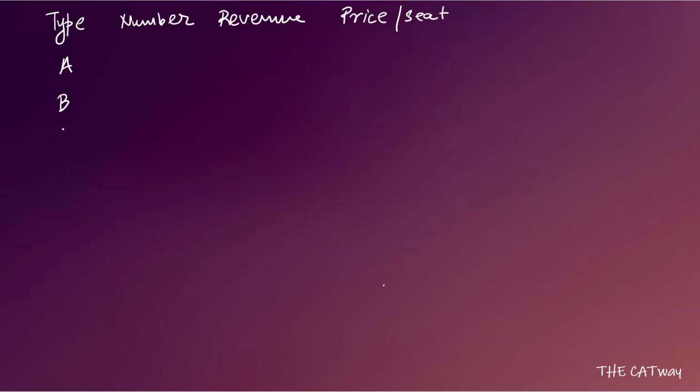So for our table, what we need is type of seat, then number of seats, then revenue, and then price per seat. Okay, so type A, type B, type C, type D and type E. So let's make our table.